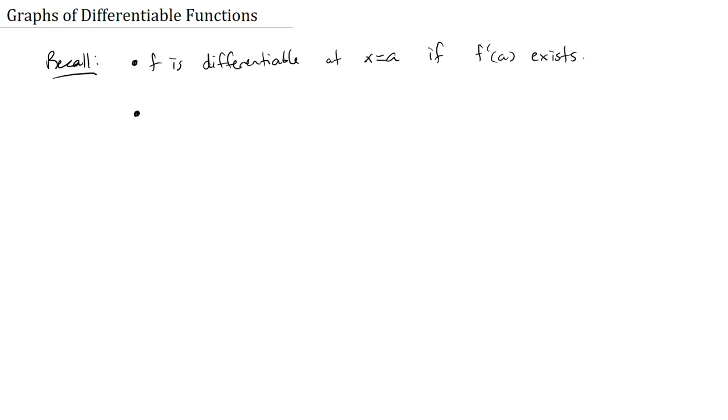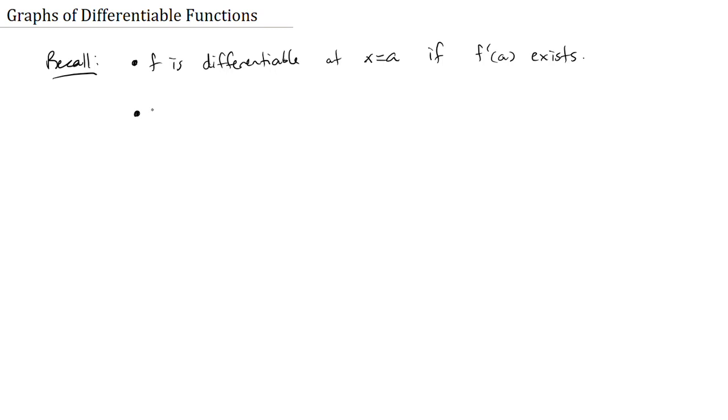So first thing is, let's recall a couple things. The first one is, what does it mean for a function f to be differentiable? So f is differentiable at the x value of a if f prime of a, the derivative at a, exists. Okay, so what does that mean? What does f prime of a exist mean?